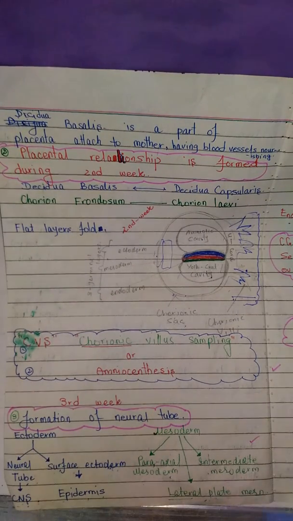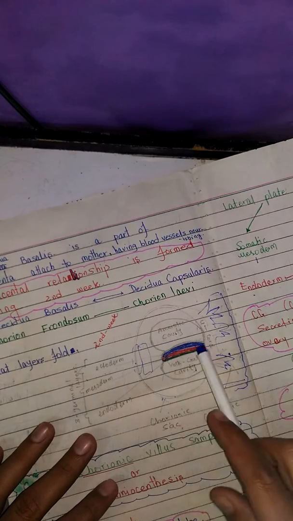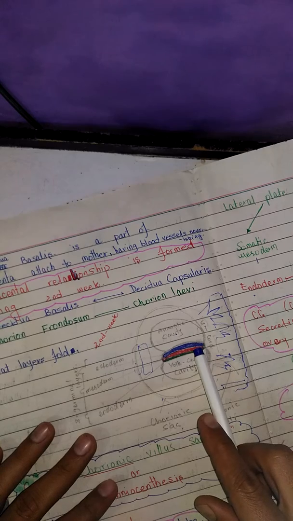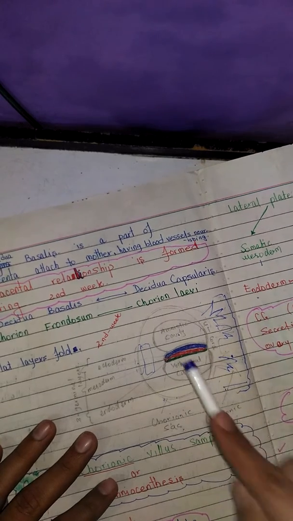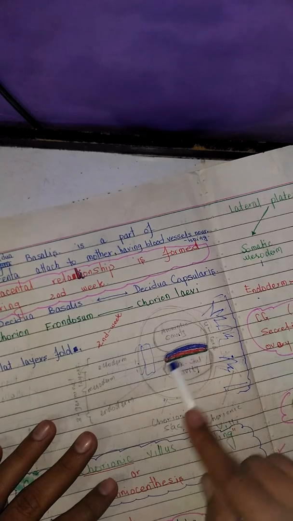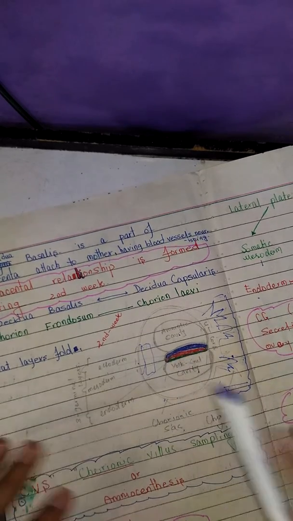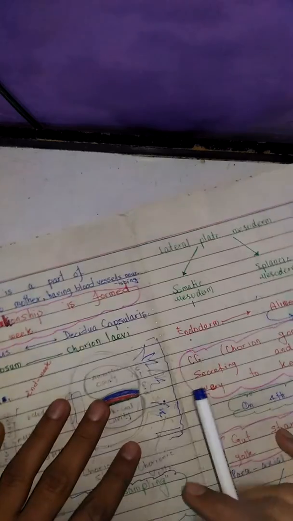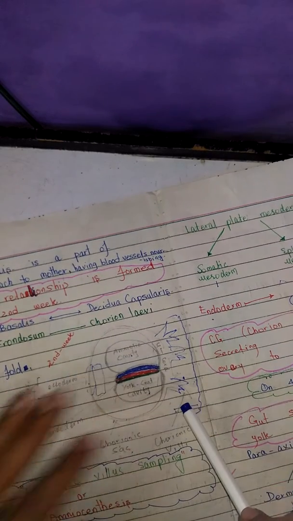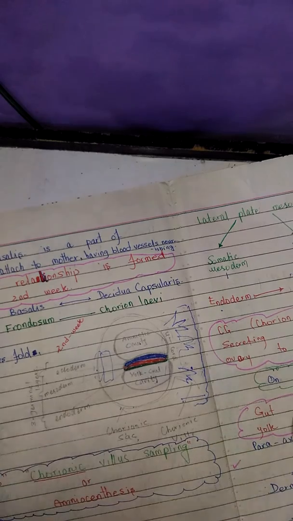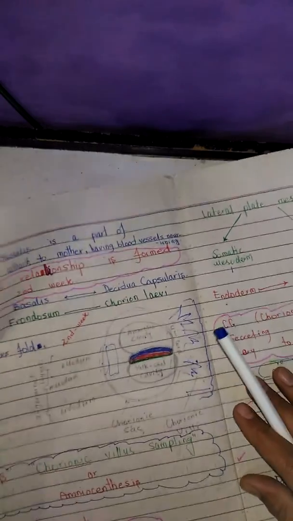So let's summarize what happened in second week. In second week, embryo is developed into 3 layers. Outer layer, ectoderm. Inner layer is endoderm, and between them there is a layer which is called mesoderm, and placental relationship is made through these chorionic villi. So these two very important structures are made.